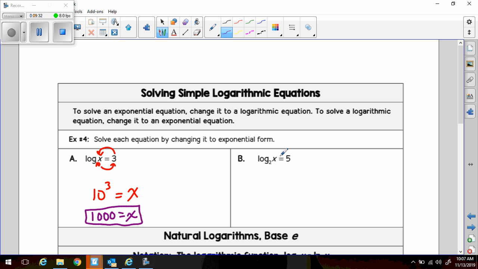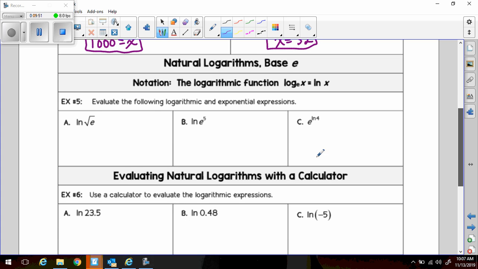That's it. Now this one says 2 to the 5 power is equal to x. I think you guys told me last class what this was. 2 to the 5th power is 32. So x equals 32. If I'm wrong, then tell me, but I think that's it.